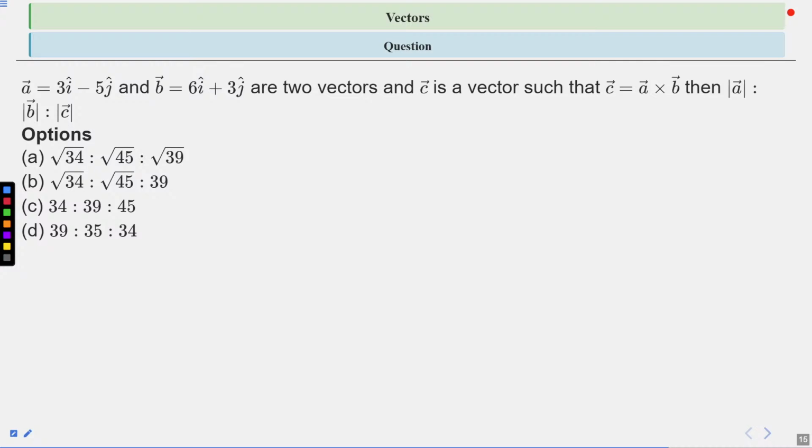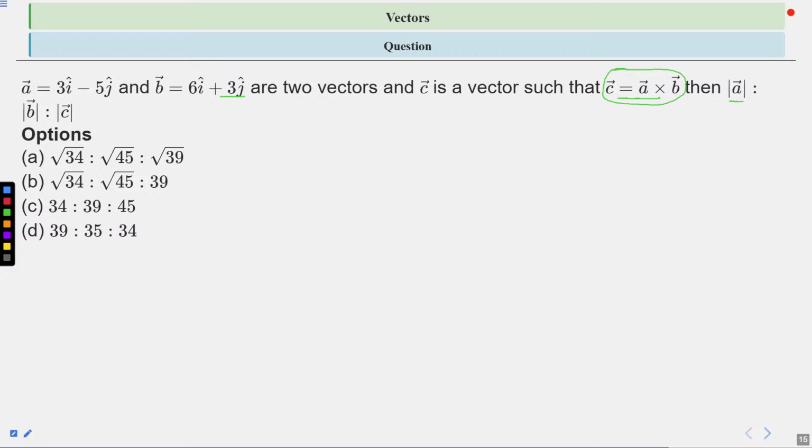A vector is equal to 3 i cap plus 5 j cap and B vector is equal to 6 i cap minus 3 j cap. So two vectors are given. And C vector is such that C vector is equal to A cross B. So this is a relation between A vector, B vector and C vector. Now you have to find the ratio of mode of A vector, mode of B vector, mode of C vector. What is the ratio? Please find.